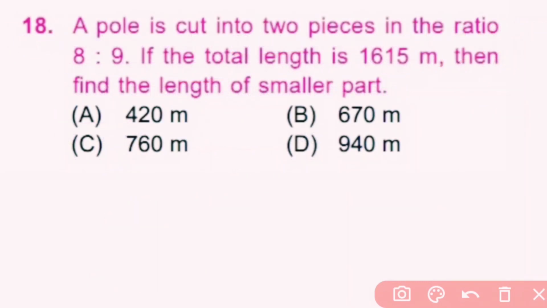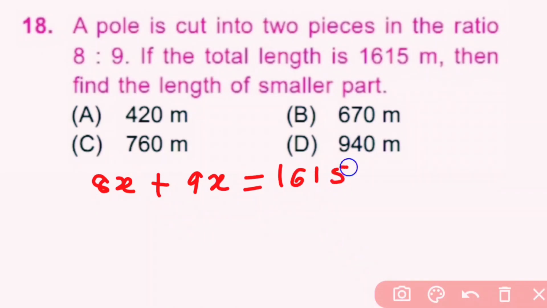Question number 18. A pole is cut into two pieces in the ratio 8:9. If the total length is 1615 meters, then find the length of the smaller part. We consider the length of one piece as 8x and the other piece as 9x, and the total length means the addition of these is equal to 1615. Here 8x plus 9x is 17x.